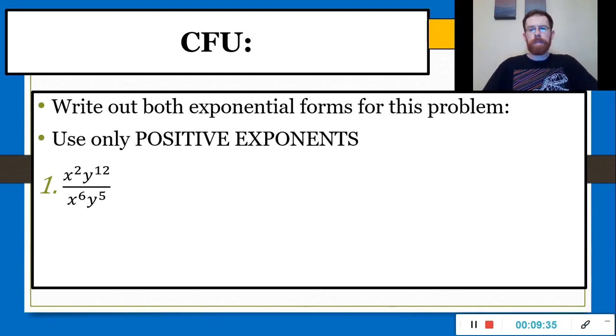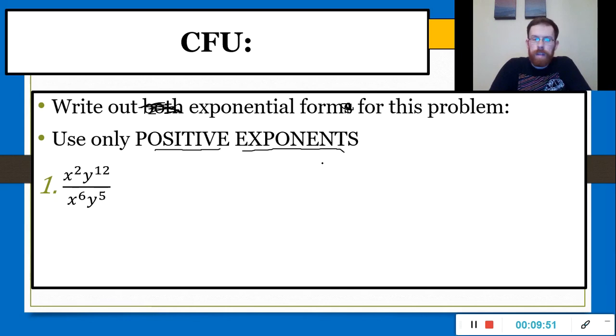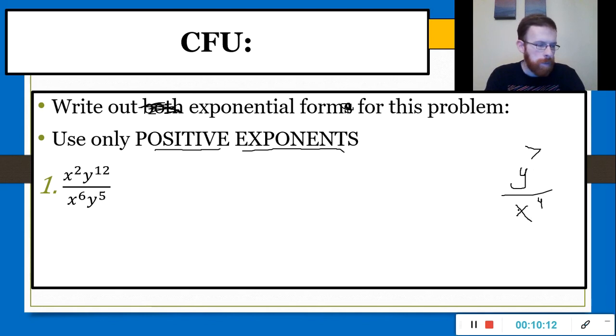Alright, ladies and gentlemen, pause. Write out the exponential form for this problem and use only positive exponents. Pause the video, work that out, because there's a lot that you got to do there. Alright, your answer that you should get at the very end is y to the 7th over x to the 4th. If you want to see this worked out, wait for just a moment.